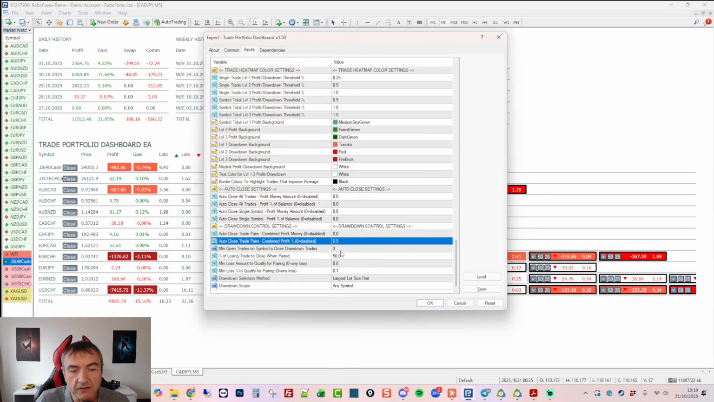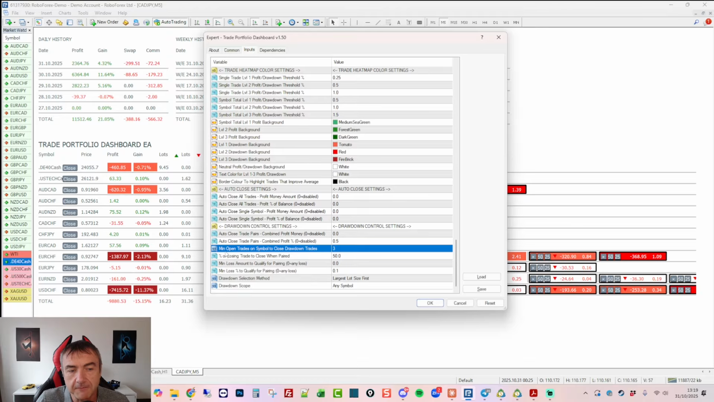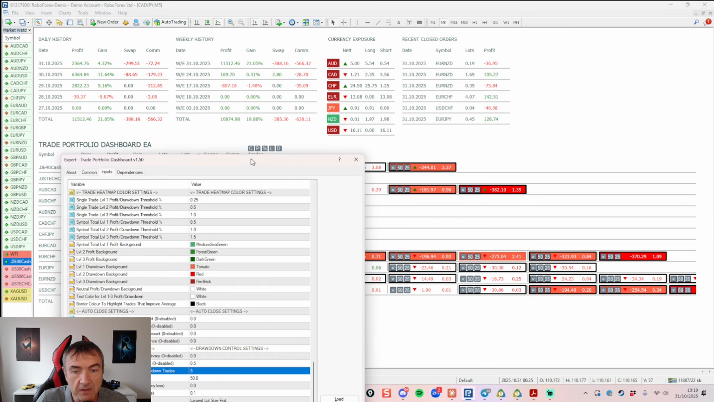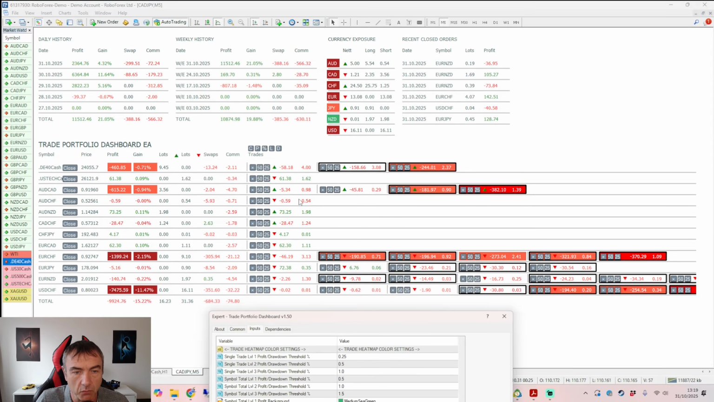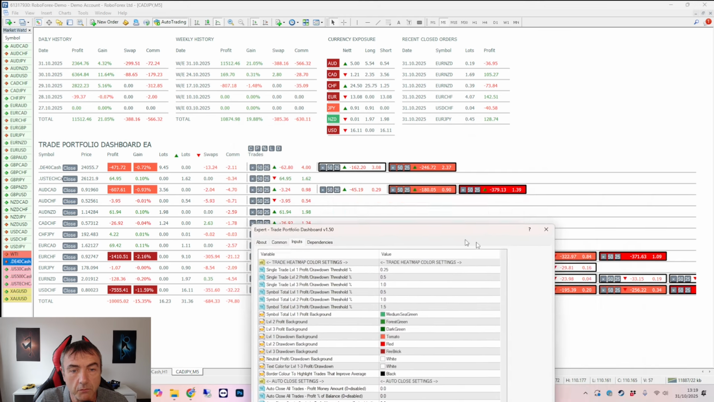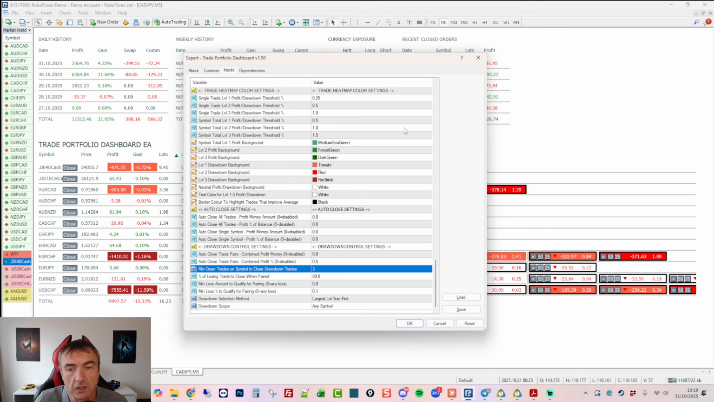So the way that it does that is it will look at any trade that has, or any symbol that has a minimum of 3 trades active. So in this case here, for example, all of these trades here just have 1 trade on. So Aussie dollar CAD has 4, DAX has 3, and all of these have multiple trades running. So they would all be candidates basically for closing out partial drawdown control.